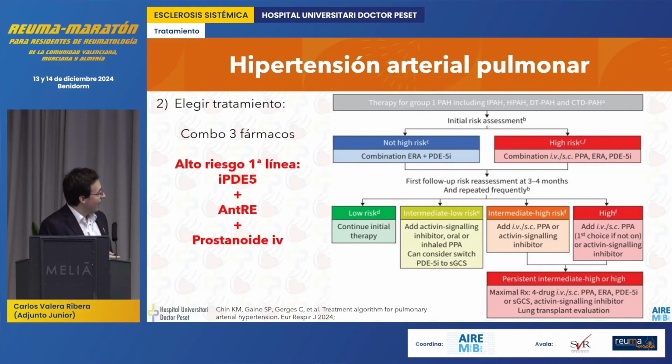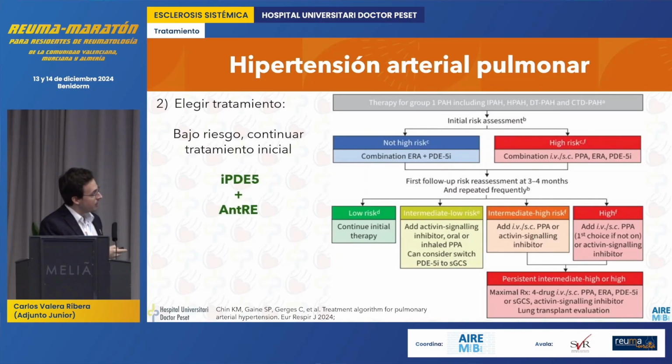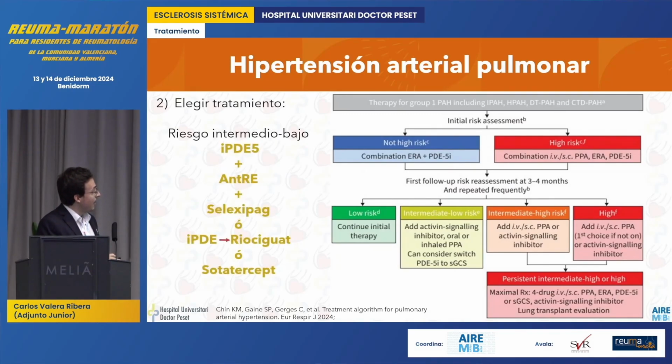Then, moving on to what is considered high risk. In high-risk cases, we do need to add a third drug, meaning prostanoids. From there, we will assess the risk every 3 to 4 months. If low risk is maintained, which is our goal, we will continue with the initial therapy. But if not, we will have to add either prostanoids, which can be oral, such as Z-Pak, or switch the phosphodiesterase type 5 inhibitor for riociguat, which, as I mentioned, works through the nitric oxide pathway.